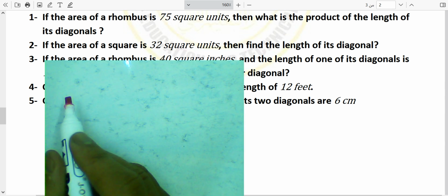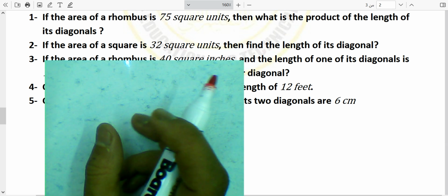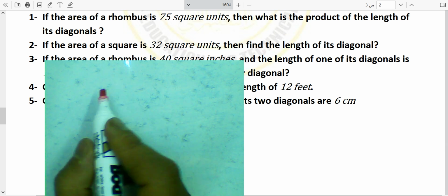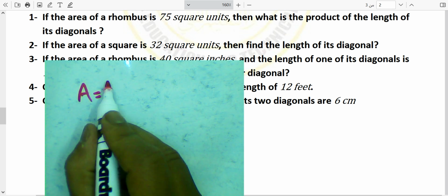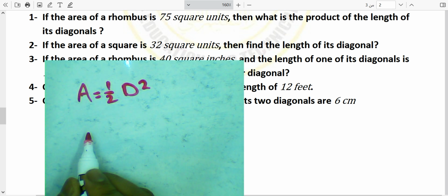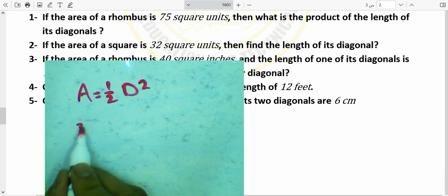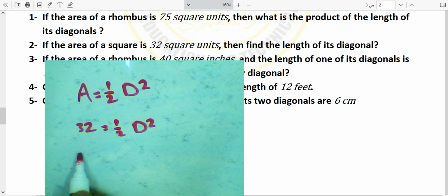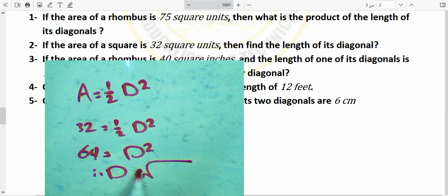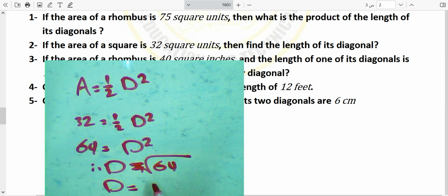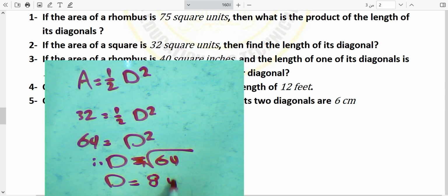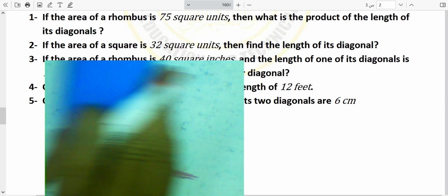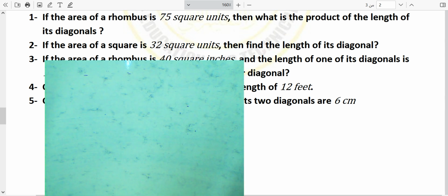Okay, we know a square has two diagonals that are perpendicular and equal in length. Then we can write the rule: area of square equals half the diagonal squared. Put area equals 32, equal to half diagonal squared. Then 2 times 32 equals 64, equal to diagonal squared. Then the diagonal will be the square root of 64, which equals 8 units. Okay, the diagonal here will be 8 units.